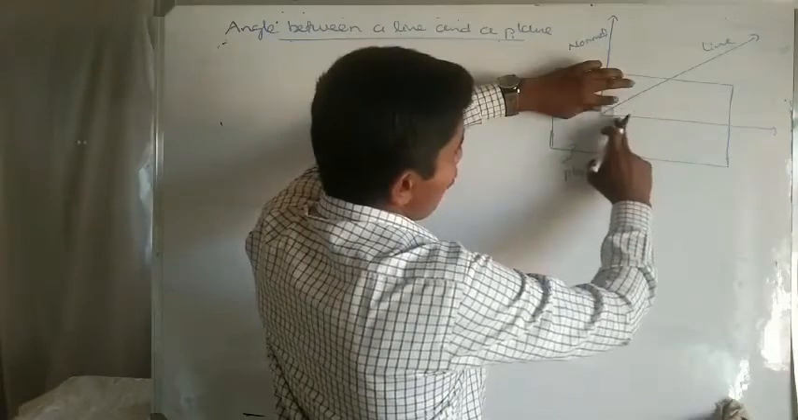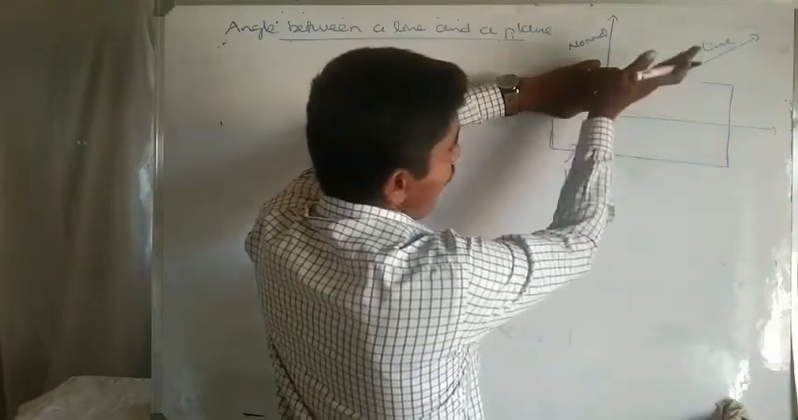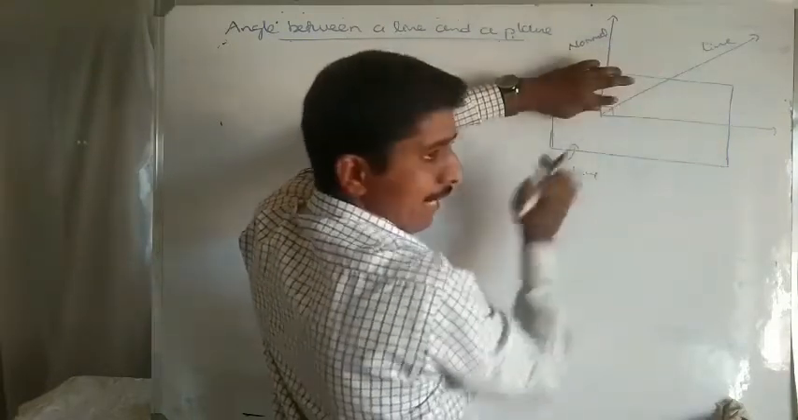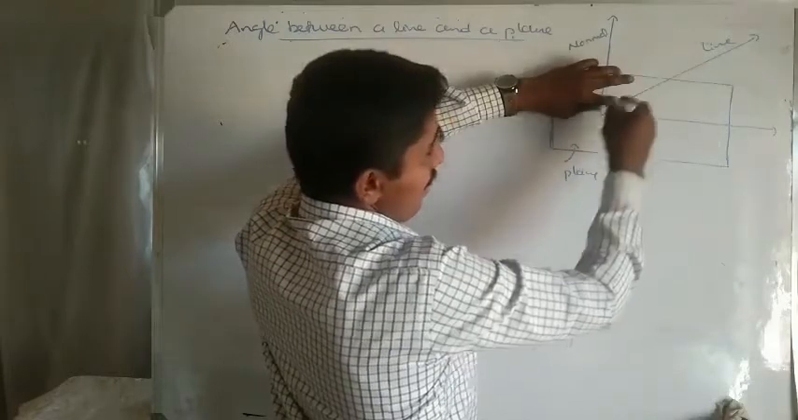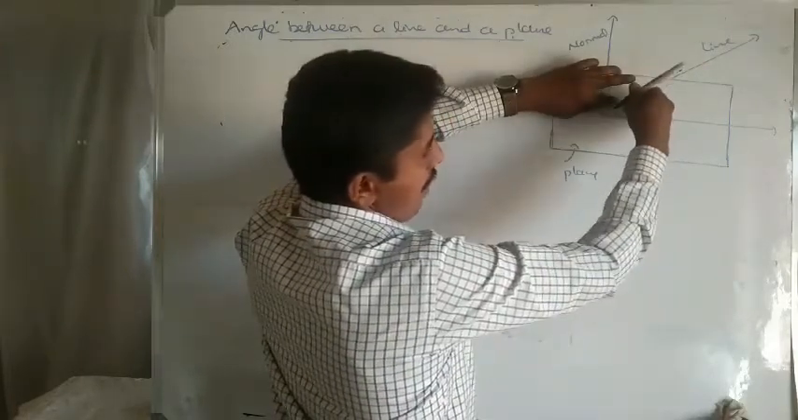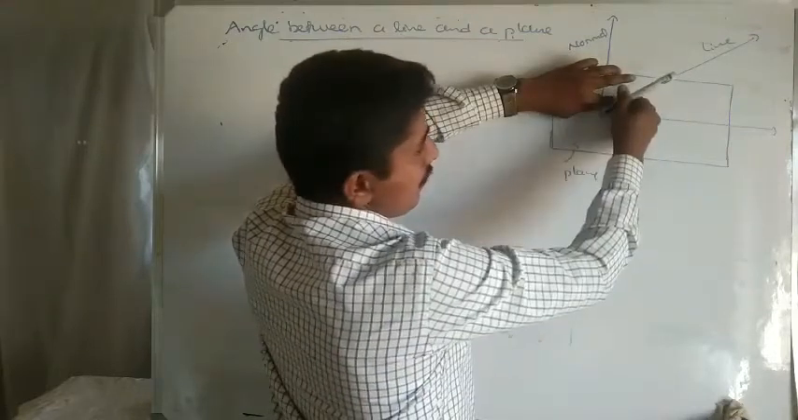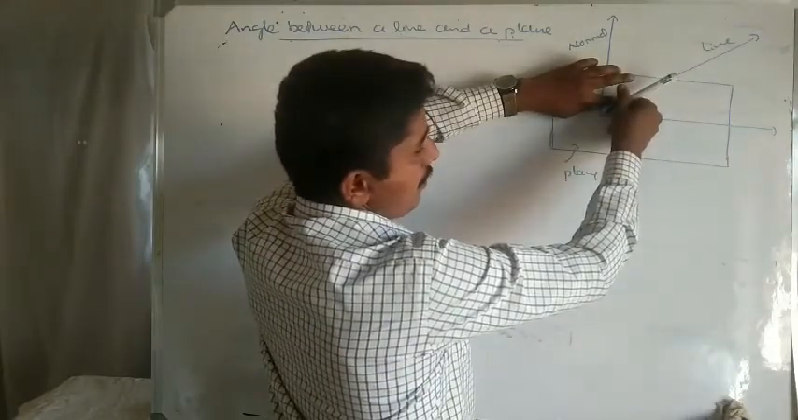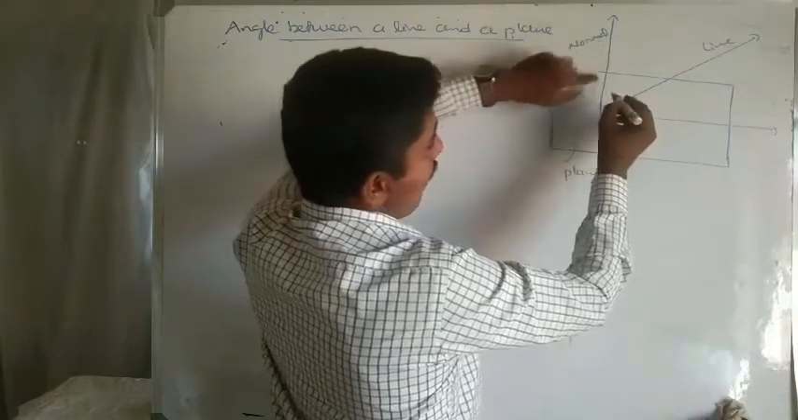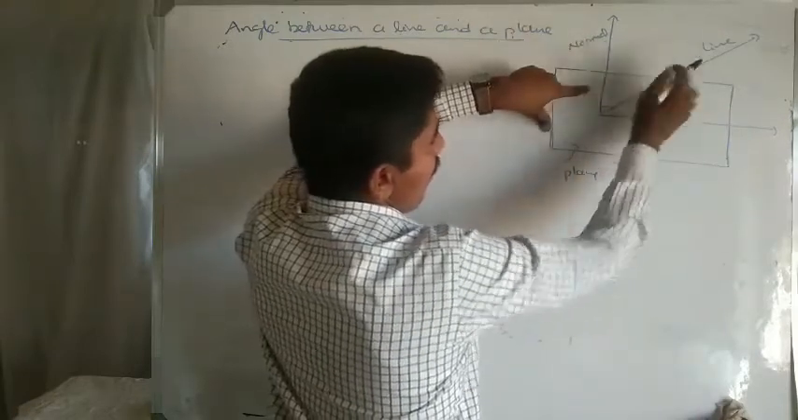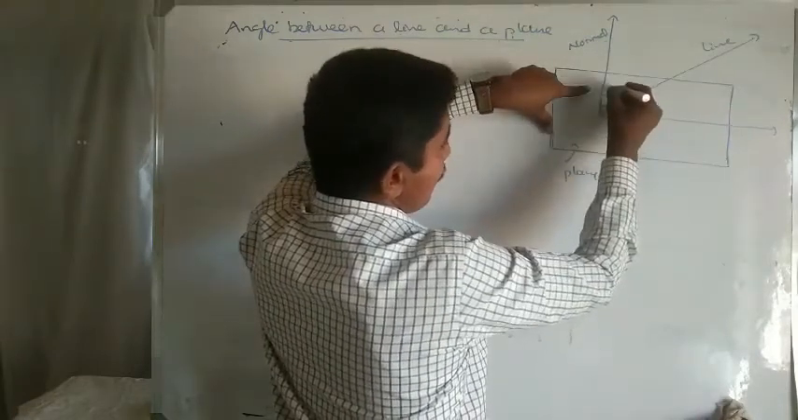In the plane I am drawing one line here. One line and the plane angle. This line here, like this line. This is the normal line. This is the plane. Here I am taking the angle between the normal line and the line. Let us take the angle theta.